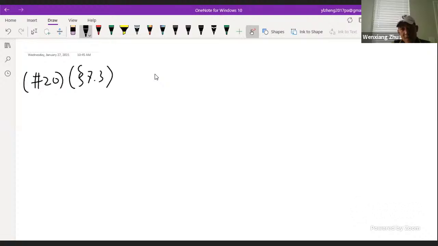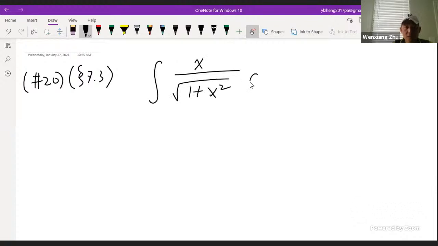And the reason is, first, I think you can read. So read the textbook about the examples. Another purpose, I try to give you more examples, right? So number 20, what is that problem? So we just do the antiderivative of x over the square root of 1 plus x squared dx.